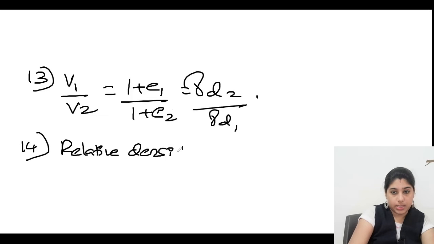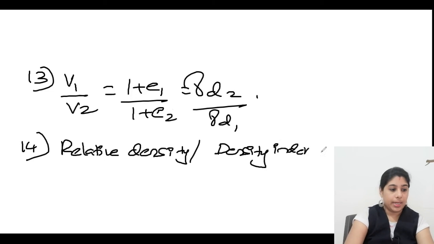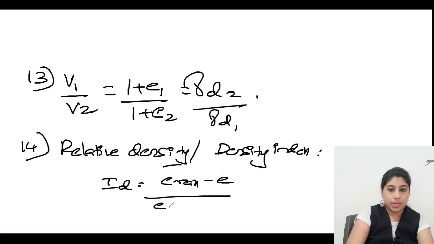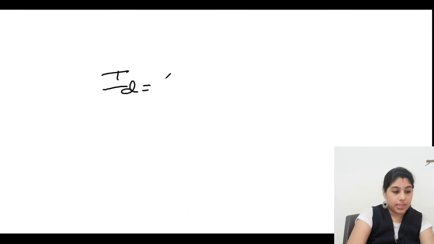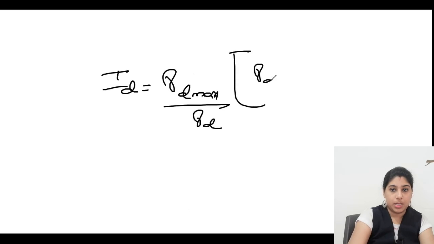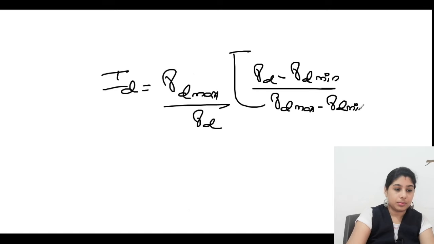Or density index will be I_D is equal to (e max minus e) by (maximum porosity minus minimum porosity). Or one more equation is there for I_D: (gamma_d max by gamma_d) into (gamma_d minus gamma_d min) by (gamma_d max minus gamma_d min).